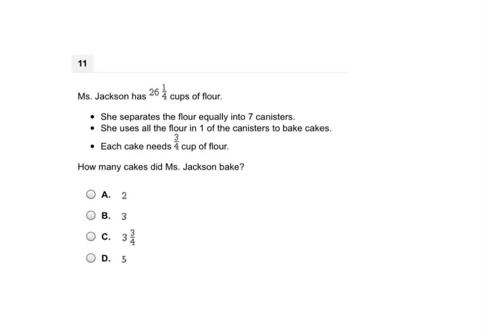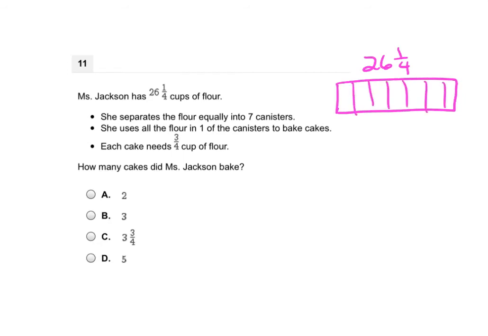Ms. Jackson has 26 1/4 cups of flour. She separates it equally into 7 canisters. She uses all the flour in one of the canisters to bake cakes. So she's going to use just this much flour. So my first job is to figure out how much flour that is. So I'm going to take 26 1/4 and divide by 7.